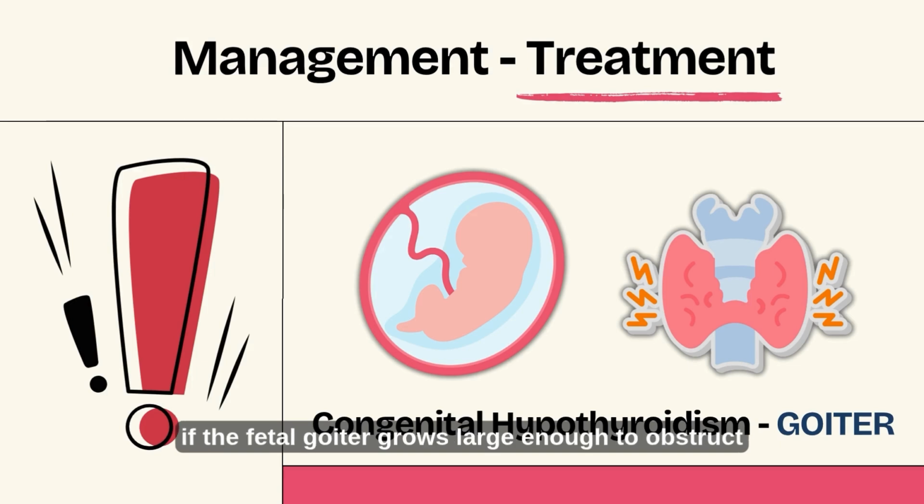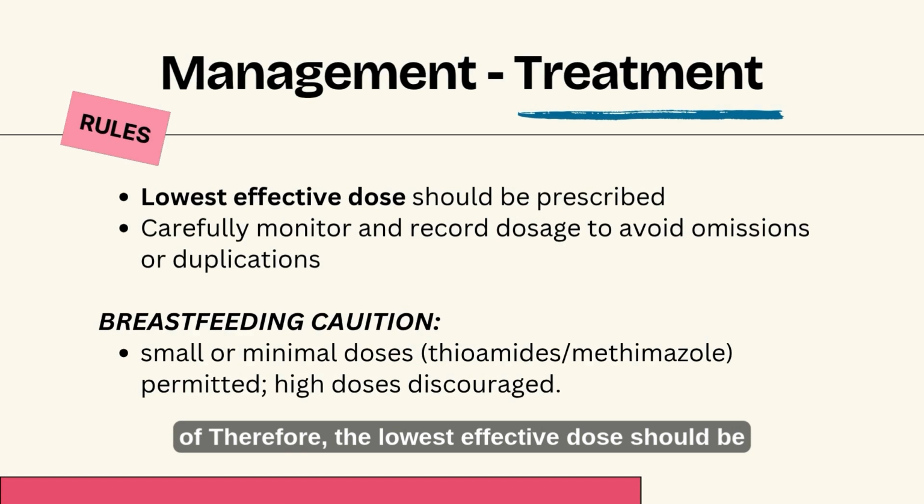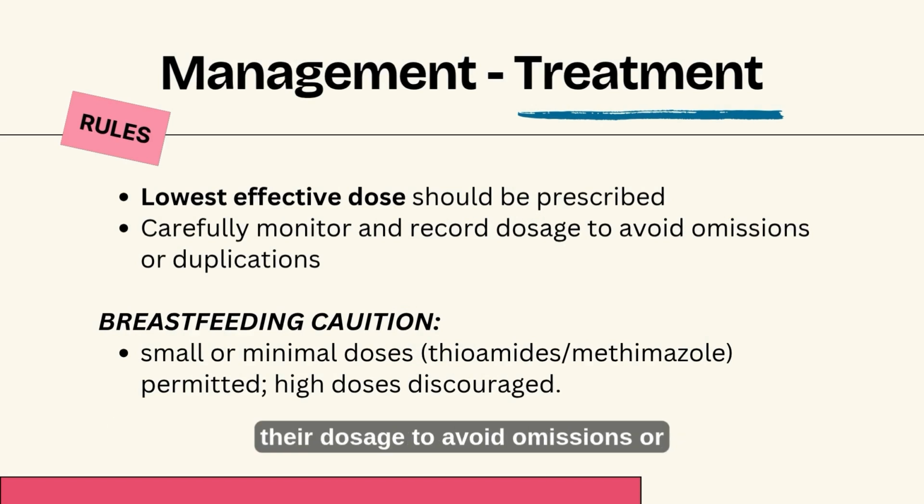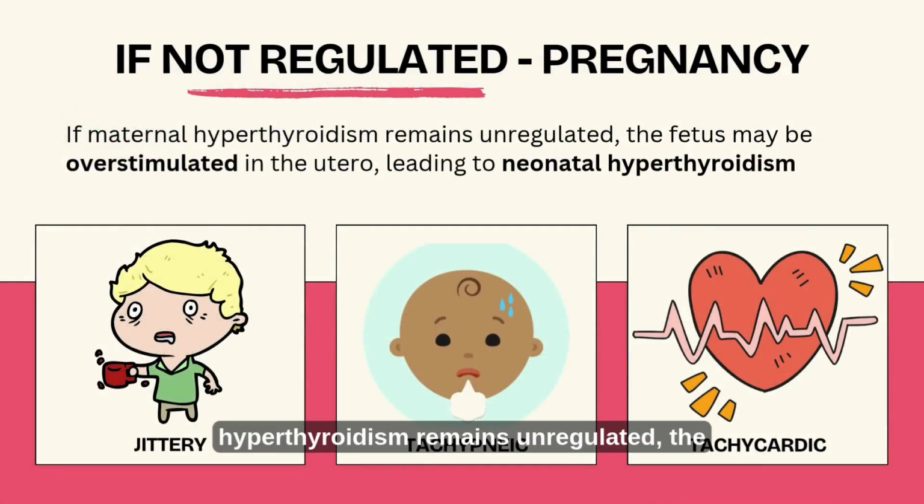This can become critical if the fetal goiter grows large enough to obstruct the airway, complicating resuscitation at birth. Therefore, the lowest effective dose should be prescribed, and women must be advised to carefully monitor their dosage to avoid omissions or duplications. If maternal hyperthyroidism remains unregulated, the fetus may be overstimulated in utero, leading to neonatal hyperthyroidism. Affected infants may present as jittery, tachypneic, and tachycardic at birth.